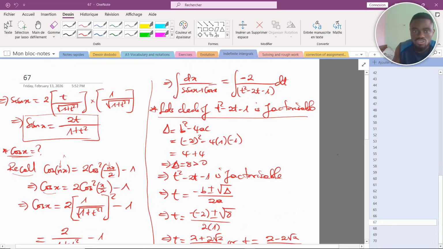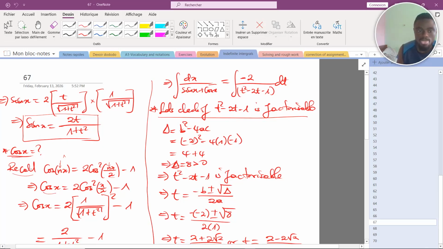So this is it. I'll have my sine x being equal to 2 into this times this. So my sine x is this. Is that okay? My cos x, how do I find my cos x? I cannot find cos x directly from the triangle. Is that okay? Because in the triangle, the angle is what?